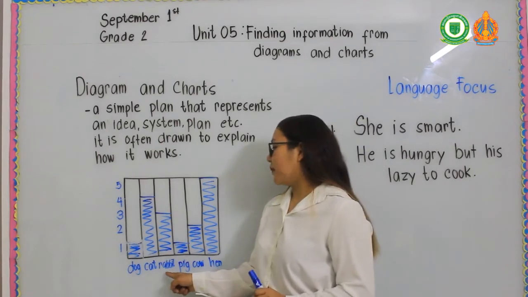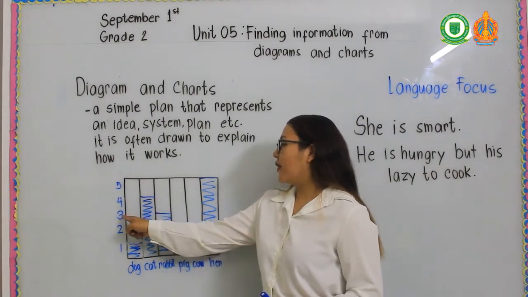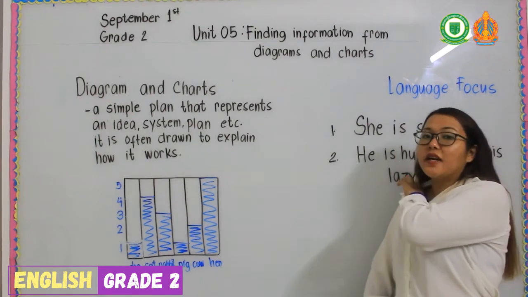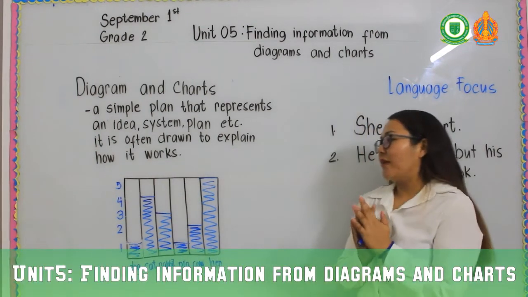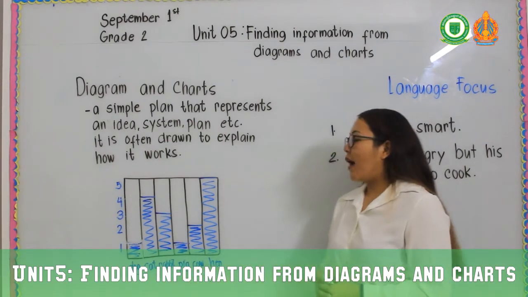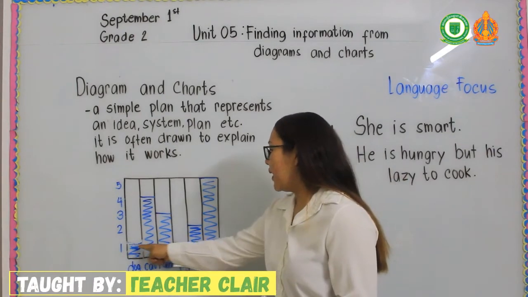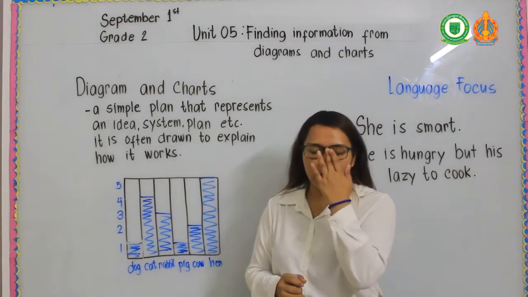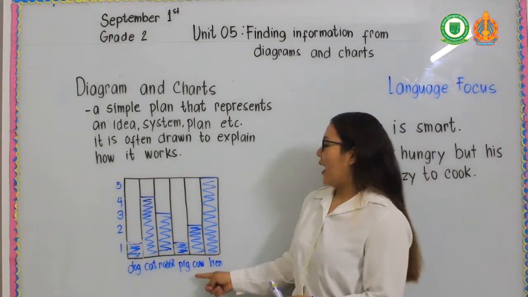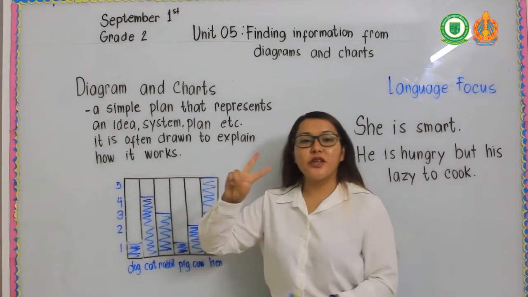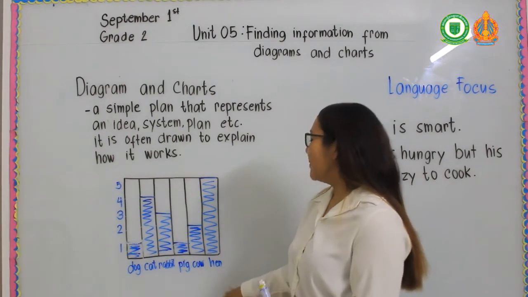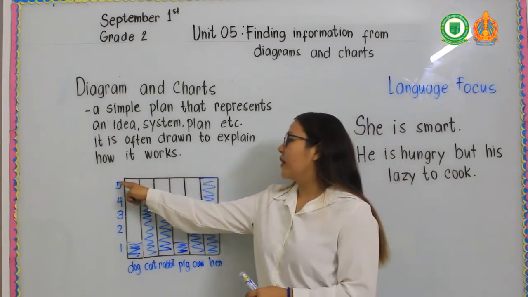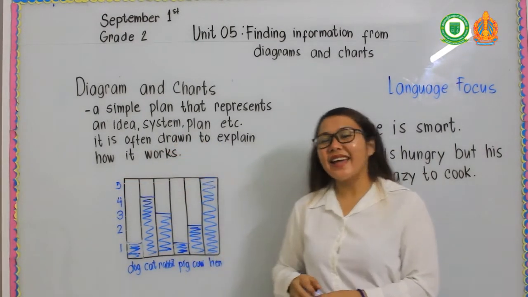Next, rabbit. What number is this? This is number 3. So how many rabbits do I have? I have 3 rabbits at home. Next, pig. How many pigs do I have? This is what the diagram shows. So it's 1. I have 1 pig at home. Next, cow. How many cows do I have? 2. I have 2 cows at home. And lastly, hen. How many hens do I have? 5 hens. Easy, right?